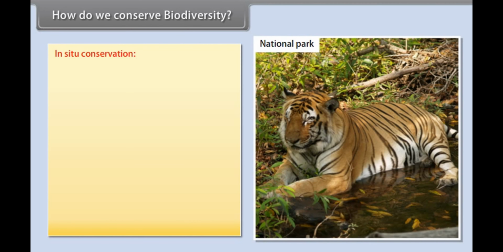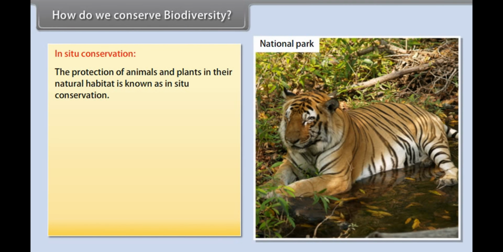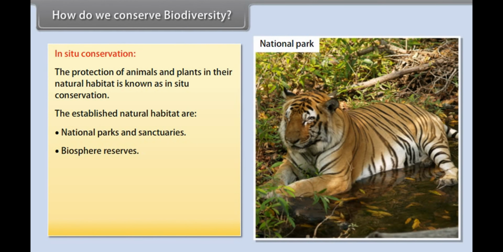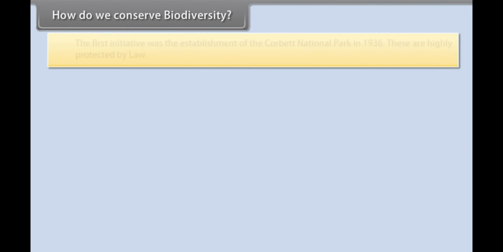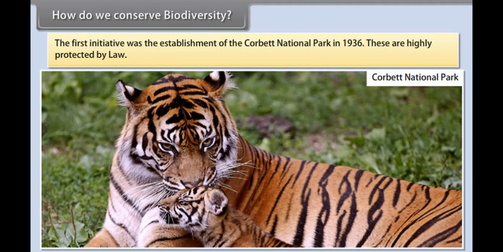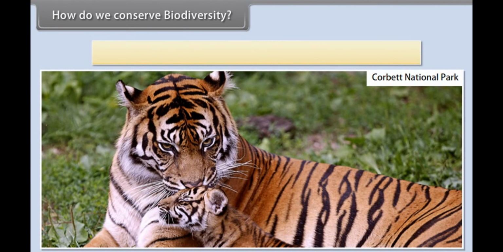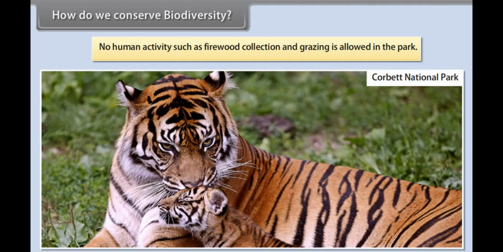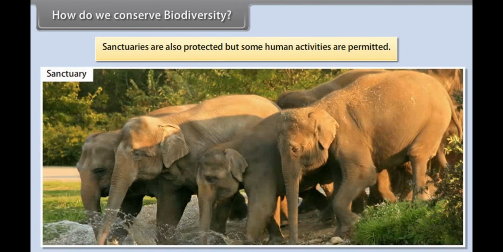In situ conservation. The protection of animals and plants in their natural habitat is known as in situ conservation. The established natural habitats are national parks and sanctuaries, biosphere reserves, nature reserves, reserved and protected forests, and preservation plots. The first initiative was the establishment of the Corbett National Park in 1936. These are highly protected by law. No human activity such as firewood collection and grazing is allowed in the park. Sanctuaries are also protected, but some human activities are permitted.